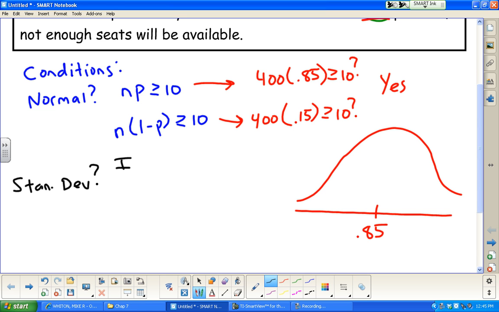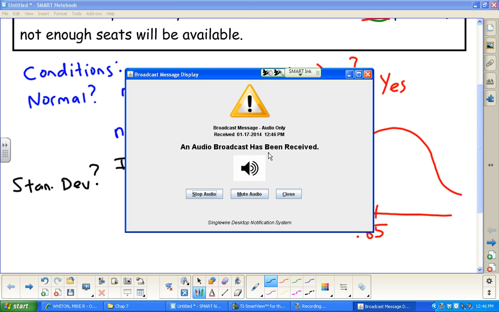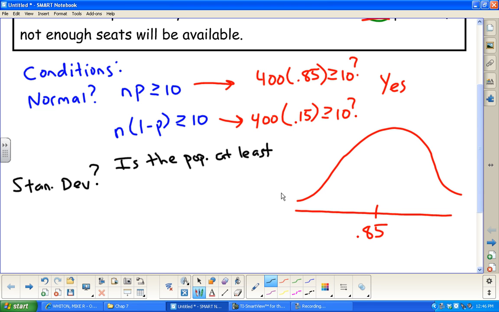Okay, is the population at least 10 times bigger than the sample? Because if it's not, remember this is the problem, if you're taking from a small population, they're not really independent and it just changes a lot of things. In this case, again, we're going to assume there are tons of flights and passengers, and if we take 400 of them, I'm assuming there are more than 4,000 total passengers. There's more than 10 times, so there's a very, very large population, so that's not going to be an issue in this problem.